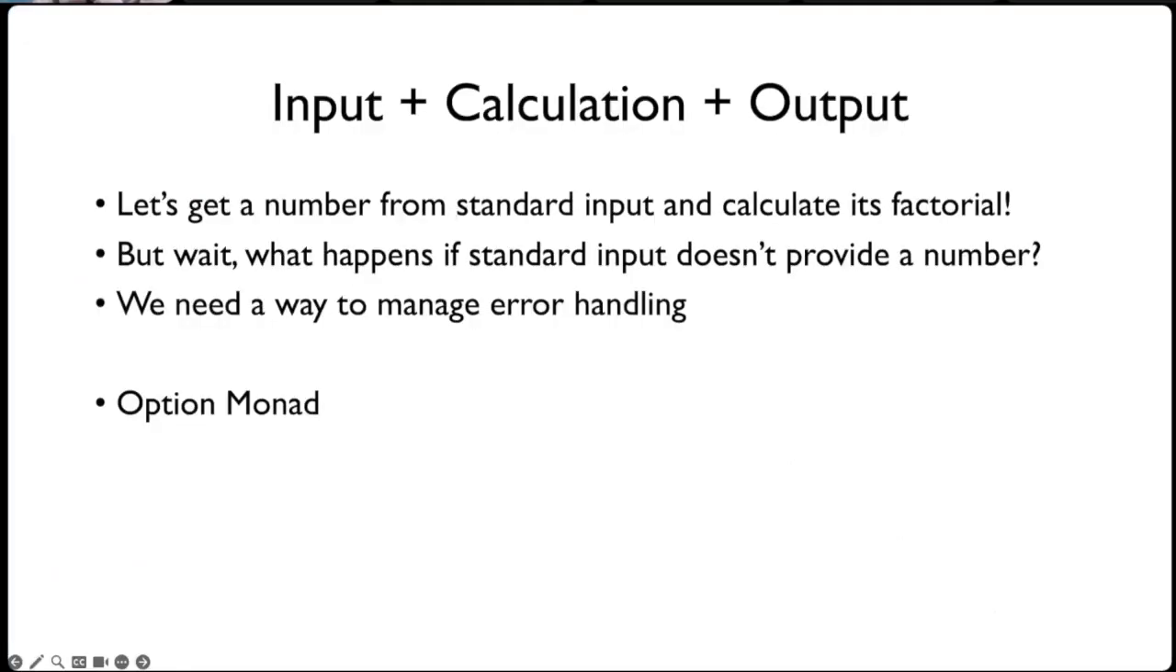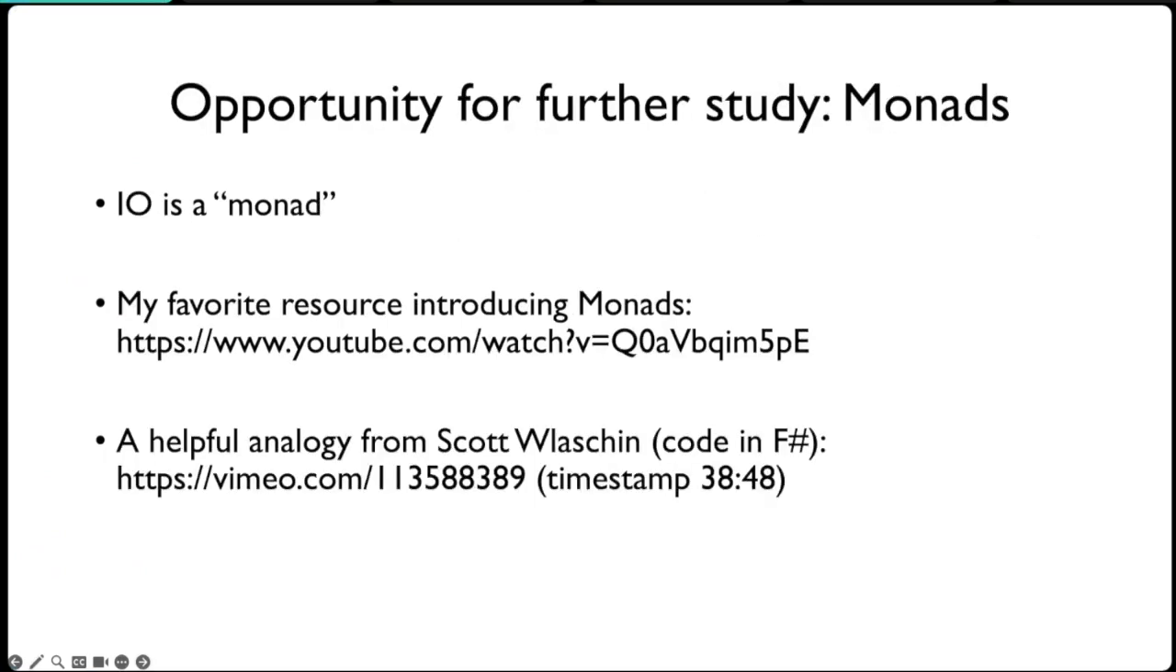I'm not going to get too much into this, apart from telling you that IO is a monad, option is a monad, and I have a couple links to teach you more about monads. But like this first one is a dense 20-minute video. He explains it far better than I can. So go ahead and do that.